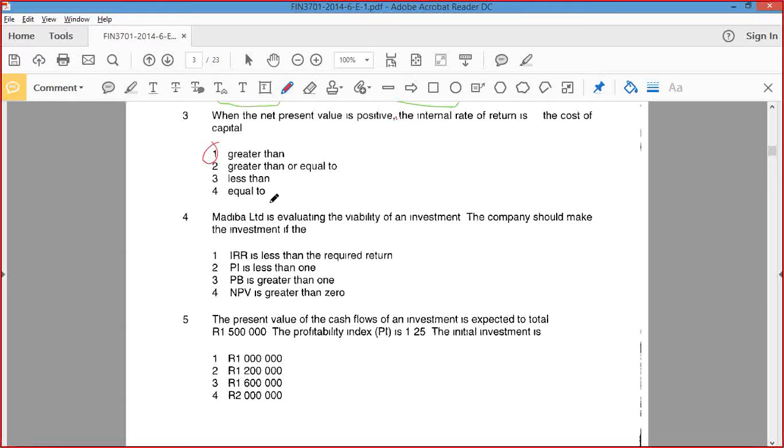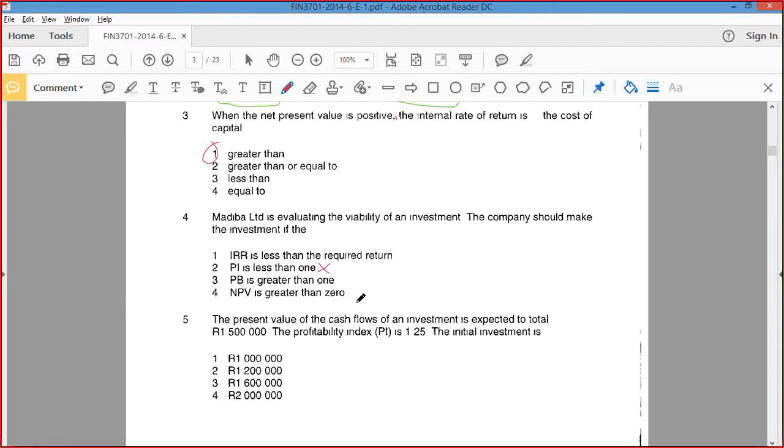For the next one, I got option 1. Correct. For that one, I wasn't 100% sure. The company should invest if... If PI is less than 1, it definitely wouldn't be. I'm not sure what PB is. Payback period. NPV is greater than payback period is greater than 1. I wouldn't say that either. I'd say NPV would have to be the one.